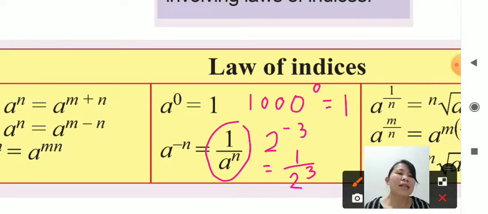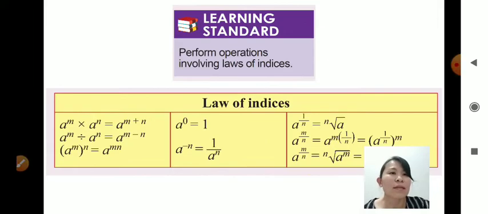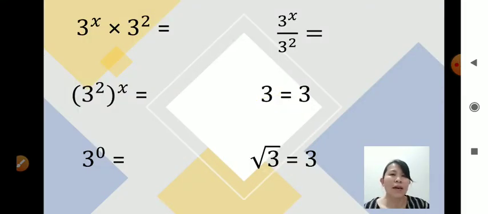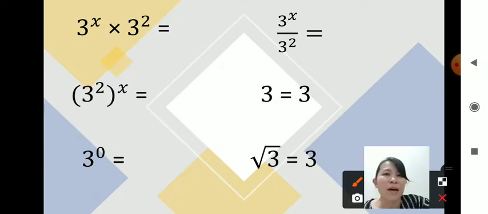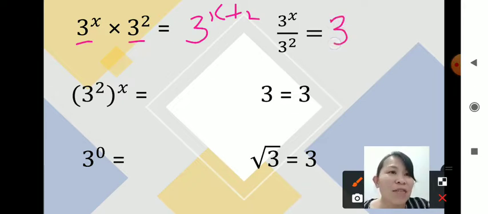Now we proceed. We have to apply these laws to solve problems. Okay, we try a few simple questions. You see, we have base 3 here, base 3 here. So the answer will also be in base 3. If you see multiplication, we just add the indices. Excuse my handwriting. Okay, the next one. If you see division, then it is a minus.